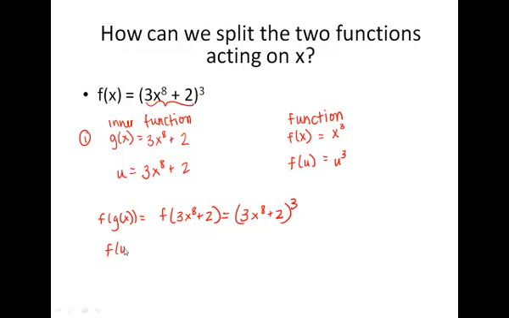Same thing with f of u. If you had f of u, what is u? So u would be 3x to the 8th plus 2. That's what you said was your inner, and you're going to take that inner function and you're going to plug it into the f function that you defined, which said your inner function needs to be cubed. And so either way you write it, you're going to get this same answer.